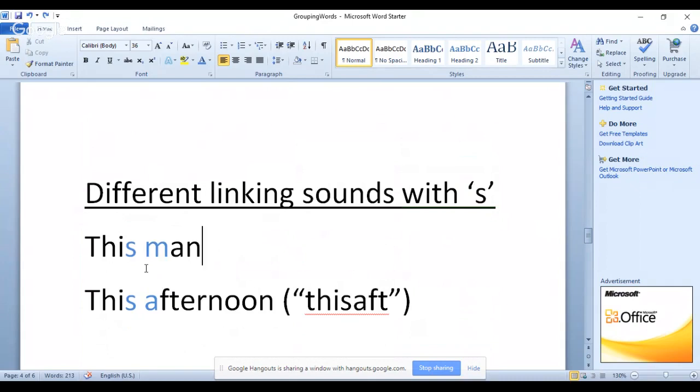So it doesn't have to be the same sound like we saw at the very beginning. He can't talk. It can be different sounds, which we'll see more examples of. And then "this afternoon": I'm saying these so quickly together that there's really less of a gap here. And even my dad says "this aft."